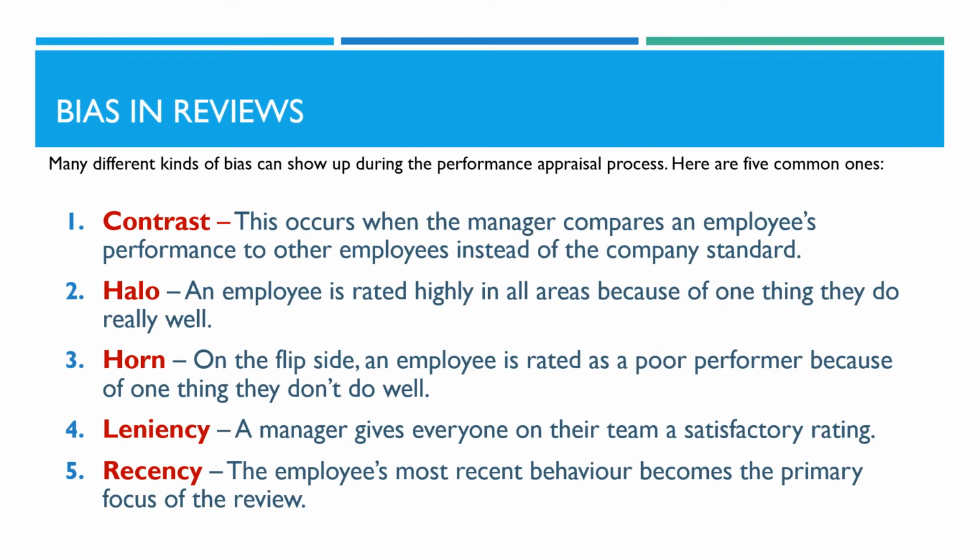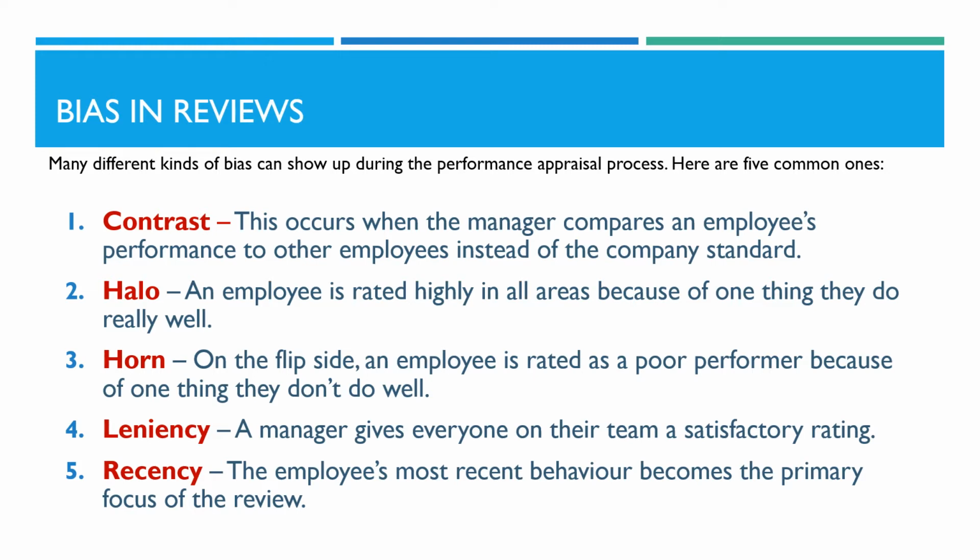Many different kinds of bias can show up during the performance appraisal process. Here are 5 common ones. Contrast. This occurs when the manager compares an employee's performance to other employees instead of the company's standard. The halo effect. An employee is rated highly in all areas because of one thing they do really well.